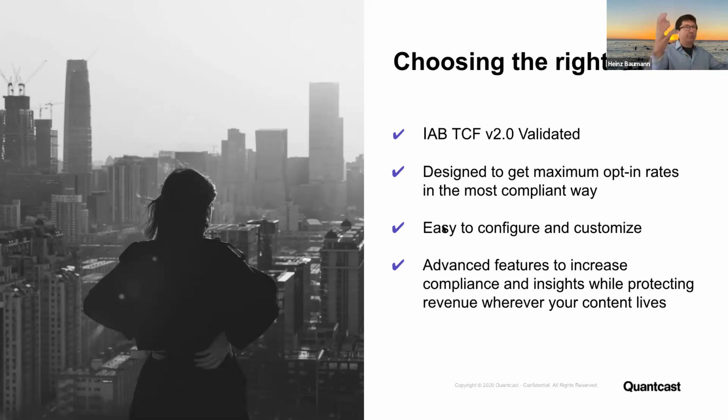That's kind of what we have. Is it something that's very easy to do? And does it have any advanced features to increase compliance and insight while protecting revenue? So are there any additional things that you can have? Are you using a vendor that's not part of the vendor list? How can I support that one? Other features that they may have. So that's the work to look at which CMP to actually choose.